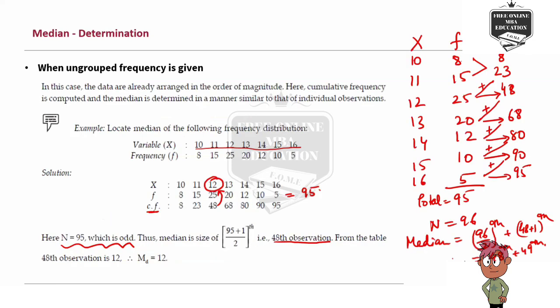Similarly, here when you check it, if anybody has that confusion, it would be (12 plus 13) by 2, that would be 25 by 2, which is 12.5. So that would be your median value in this scenario.